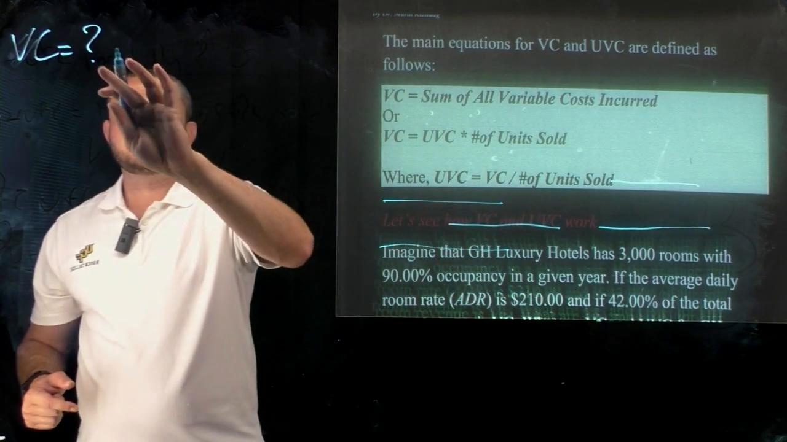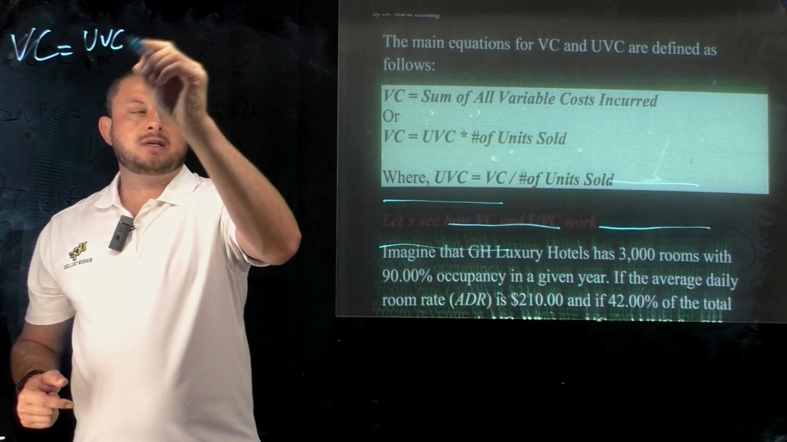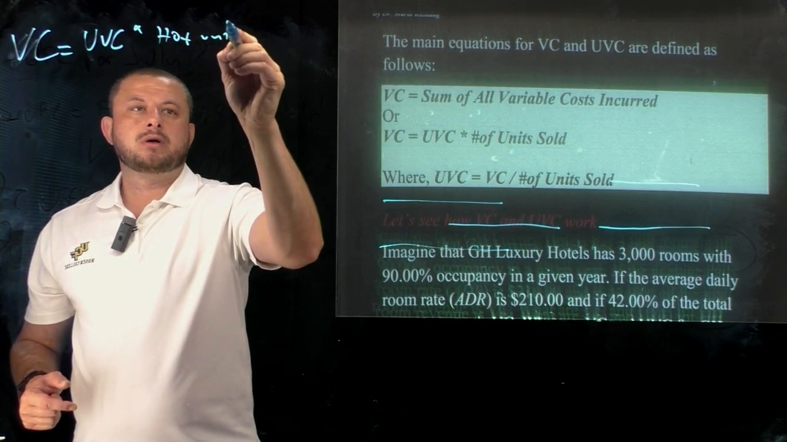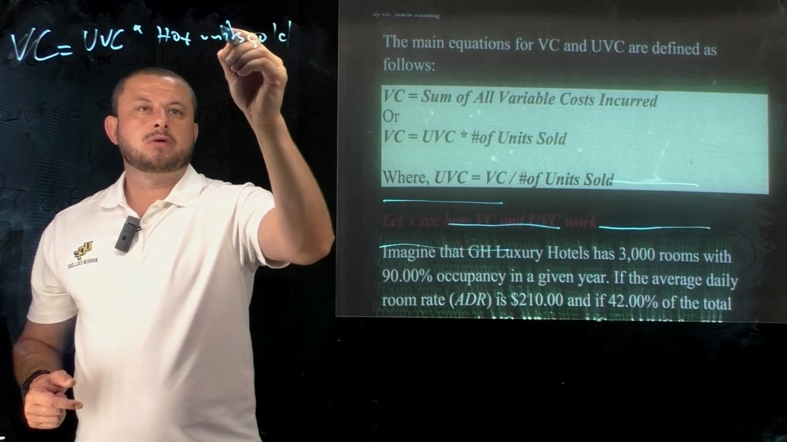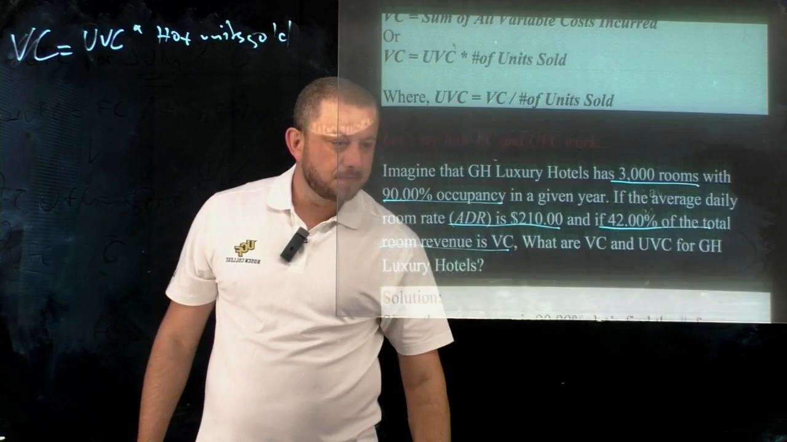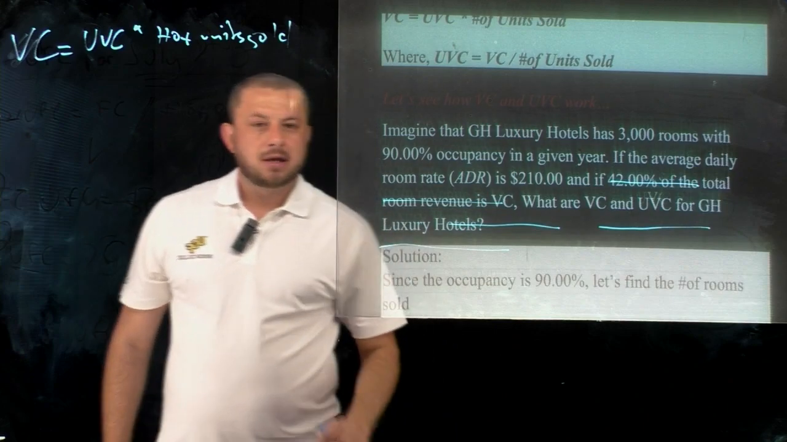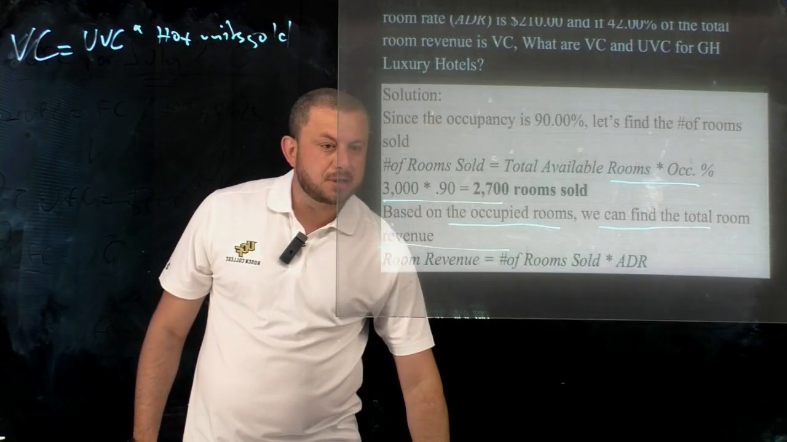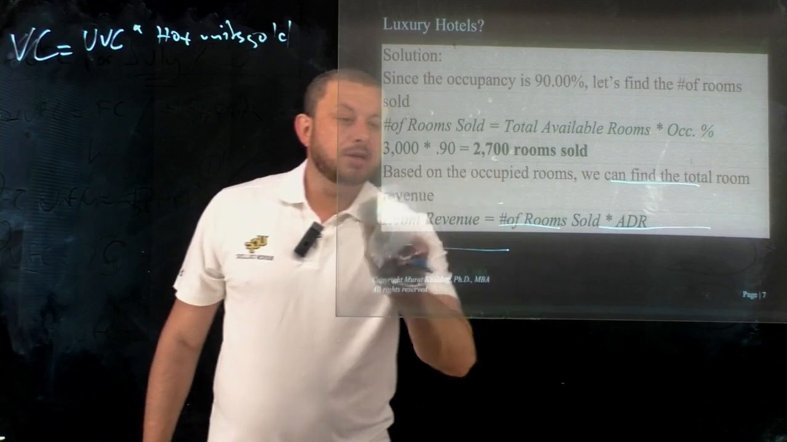So I have VC is equal to UVC multiplied by number of units sold. Okay? I'm going to find this right now. Take a look at my solution. Let me just erase this. Take a look at my solution, guys.